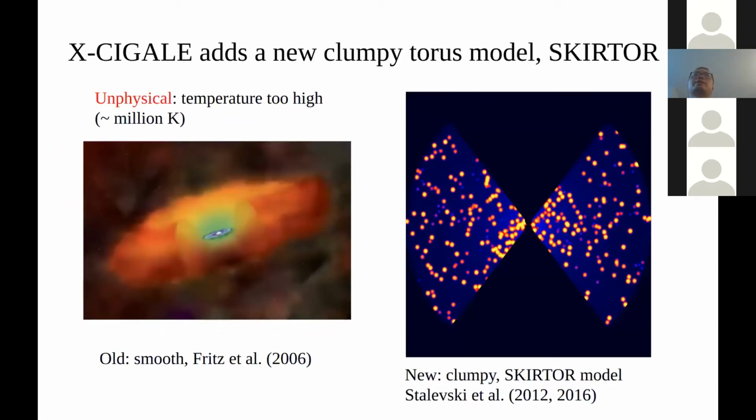So X-CIGALE also introduced a new clumpy torus model called SKIRTOR. That's because previous CIGALE only had the smooth torus model from the Fritz model, and the smooth model is unphysical because it requires a temperature of millions of Kelvin for the dust, which is apparently too high. In the clumpy torus model, on the other hand, most of the dust is in clumps and they rotate around the central engine.